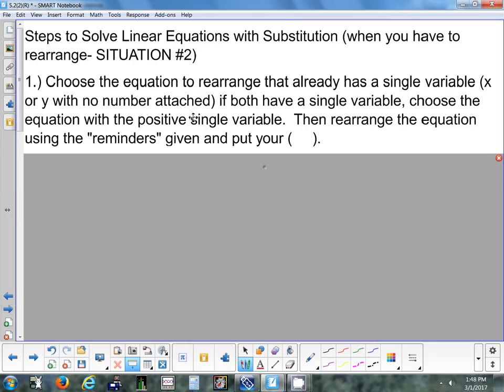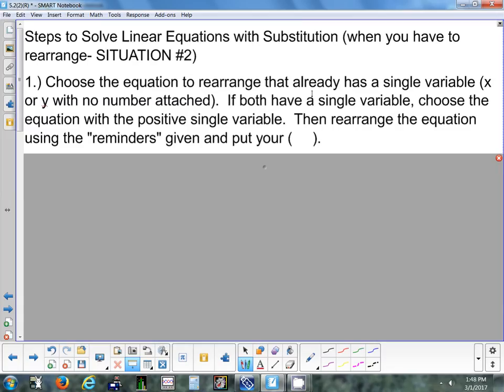All right? So it's x. It has x. You look at both equations. You say, okay, that equation has just a y. It might be like 3x plus y equals 7. That's got a y only. That's probably going to be the equation I want to use because x or y has no number attached.